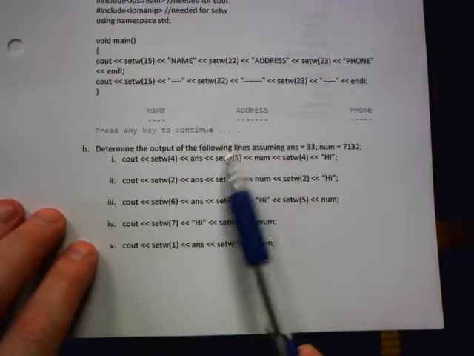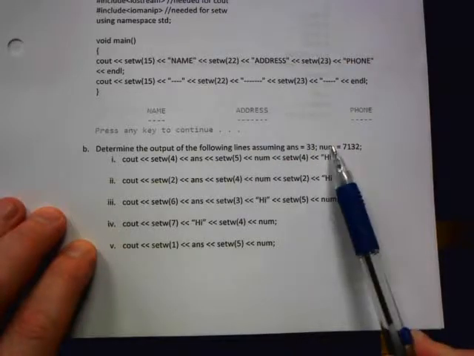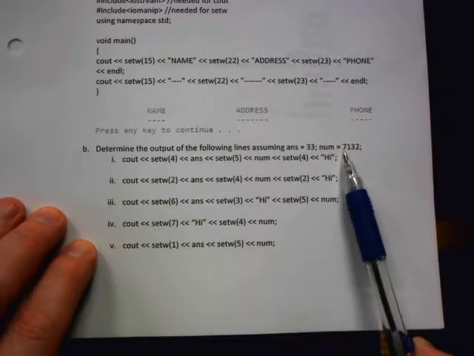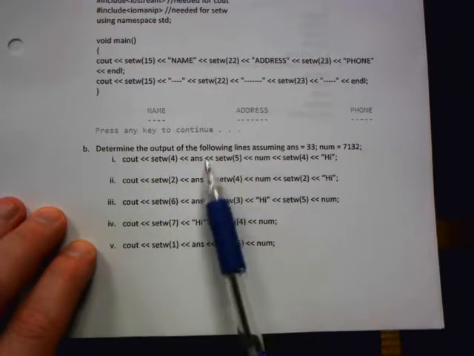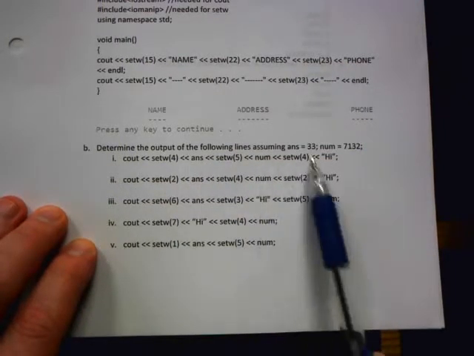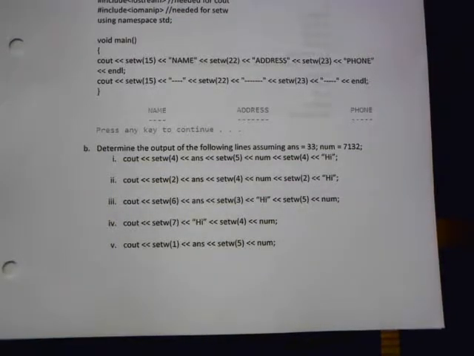Determine the output of the following, assuming that answer is the number 33 and number is the number 7,132. So cout, setw 4, answer, setw 5, num, setw 4, the word high. So exactly what will this print?